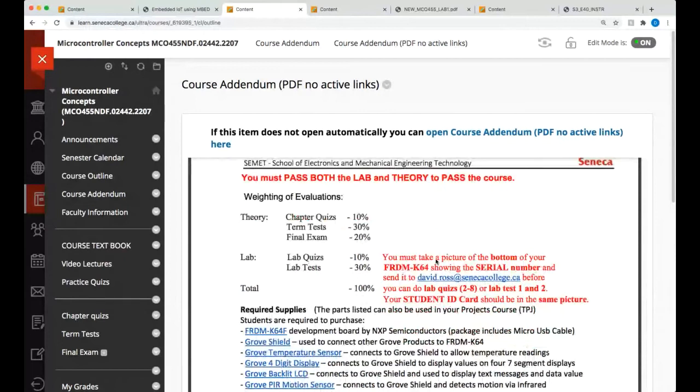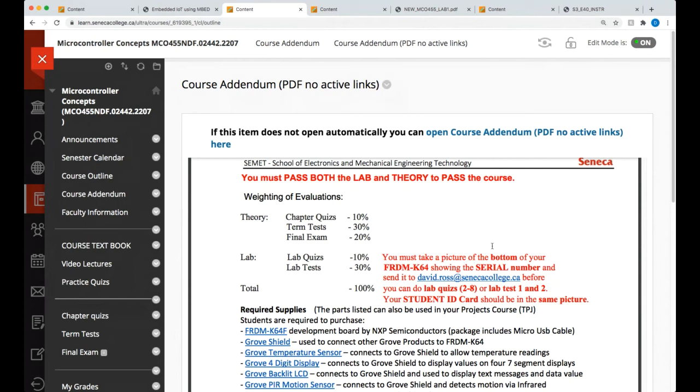And the thing that it says here is you must take a picture of the bottom of your Freedom K64 before you can do labs 2 to 8, or lab test 1 or 2 and get any credit for that, because if you don't, then you will not get credit, because we want to make sure that you have your hardware available. And it's not difficult to set that up, and I'll be managing that for all 9 lab sections. There's about 200 people or more maybe doing the labs, and I've got a big chunk of those.